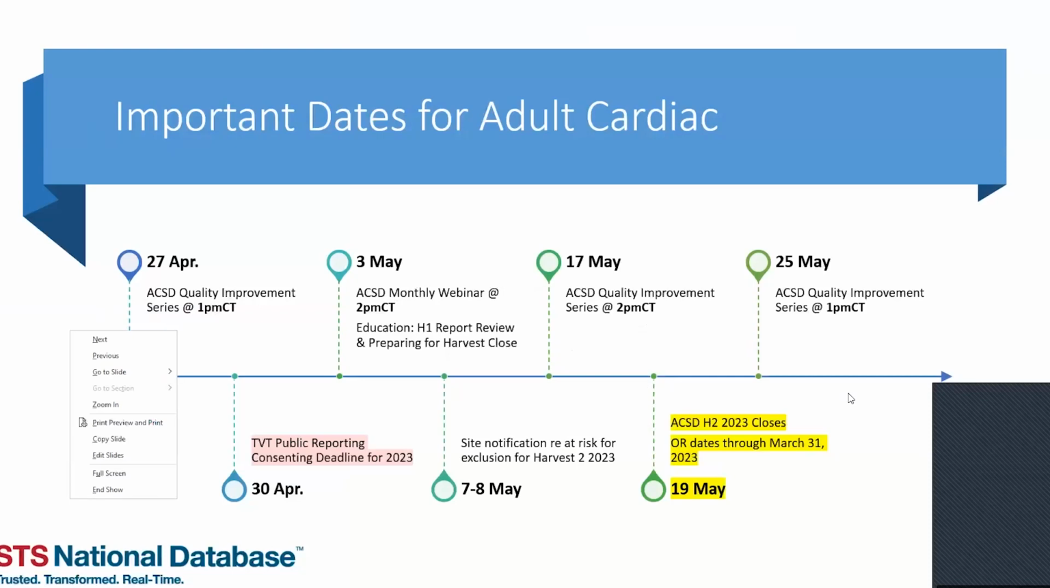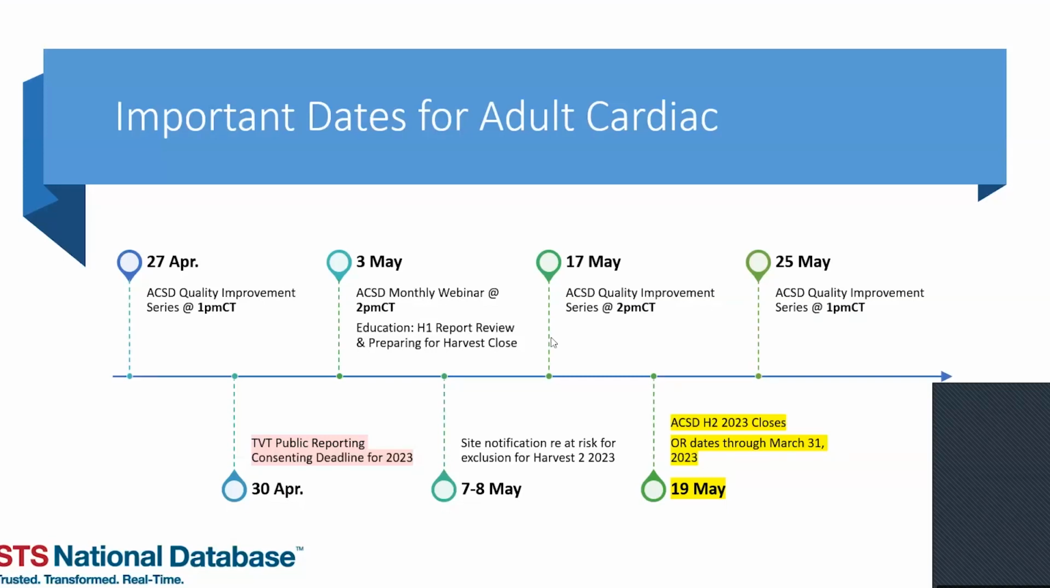Okay, before we go over there, I don't want to get lost in the website before closing out the slides. So let's just close out the slides real fast. Important dates: we're at April 27th, the quality improvement series. April 30th is the TVT public reporting consenting deadline. If you have not yet consented to public reporting, you need to consent by April 30th if you're interested in doing that. If you've already consented, even for previous years, you do not need to reconsent. Reach out to NCDR with questions on that.